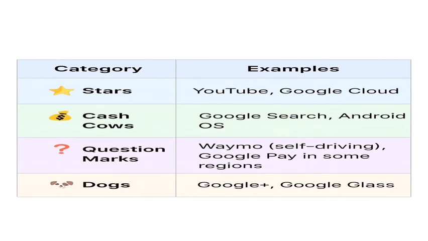And Google Plus and Google Glass come under the category of dogs, because both products have been eliminated from the market and are not operating right now. That's why they come under the category of dogs. So what is Google Plus? Google Plus was a social networking platform.